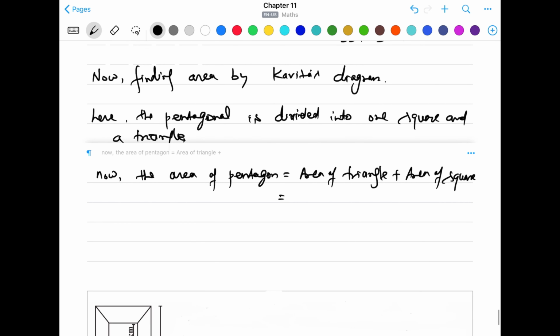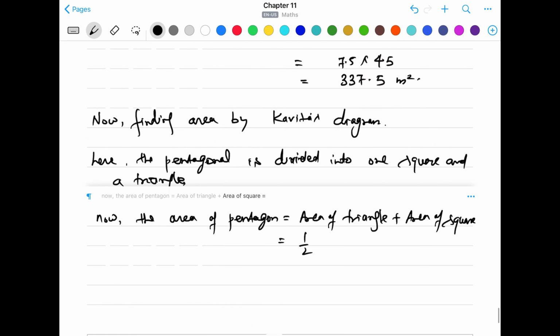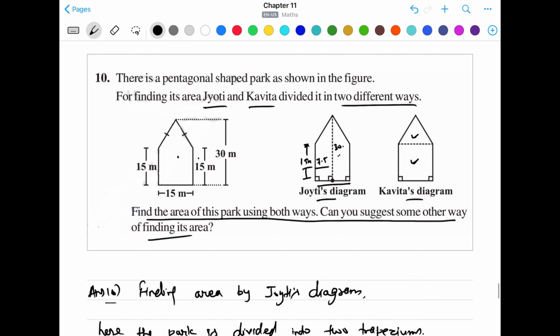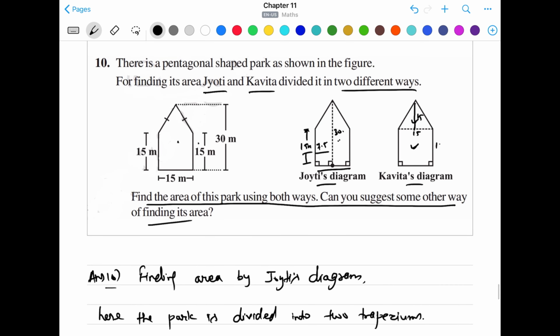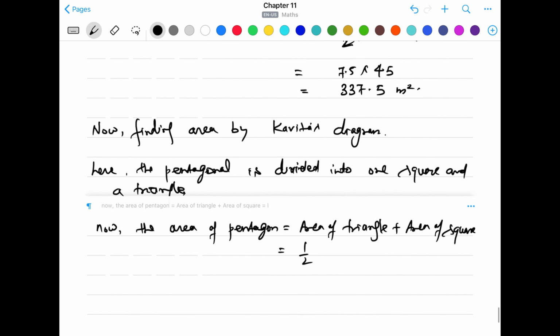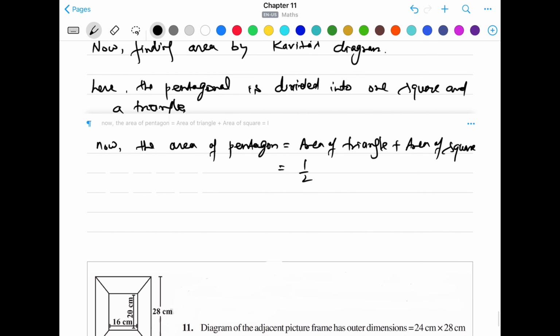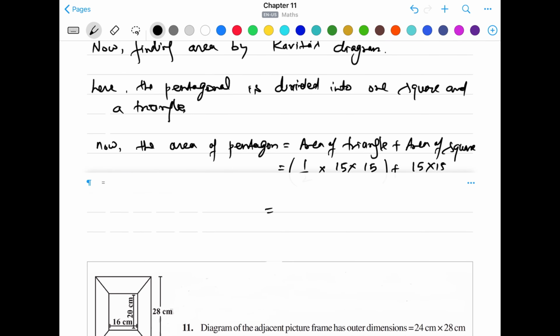So that will be the area of the triangle, given by half into base into height. Here the base will be this 15, the height will also be 15, and the side of this square is also 15, so everything is 15 here. Then we are going to add the area of the square, that is 15 into 15.